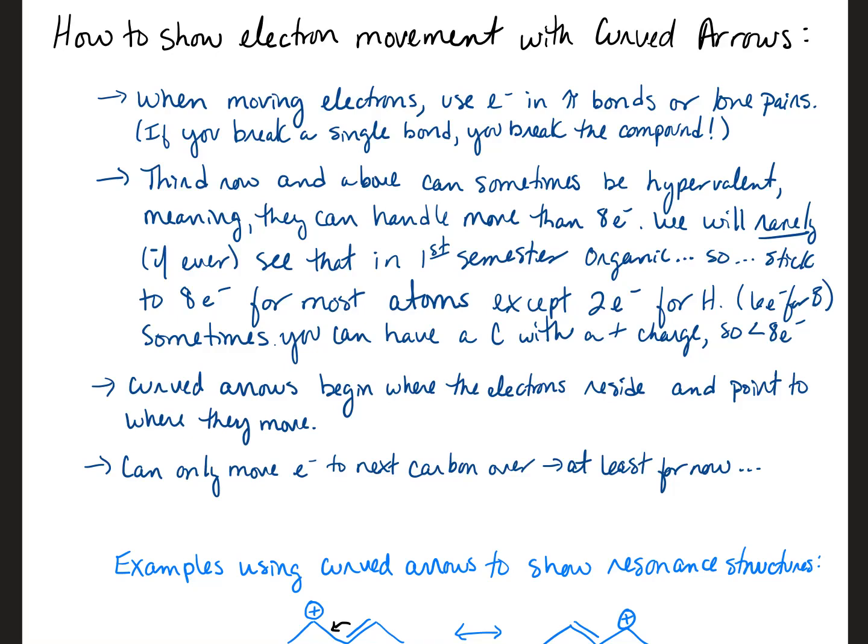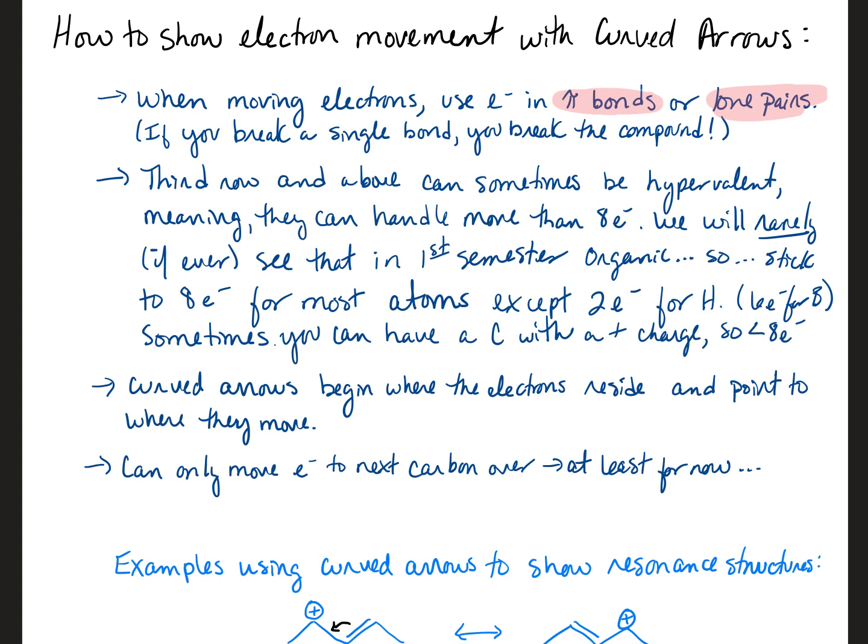There are specific ways that we're going to move electrons using curved arrows in order to show how resonance structures can be formed, okay? So when we're moving electrons, we're going to use electrons in pi bonds or in lone pairs, exclusively.